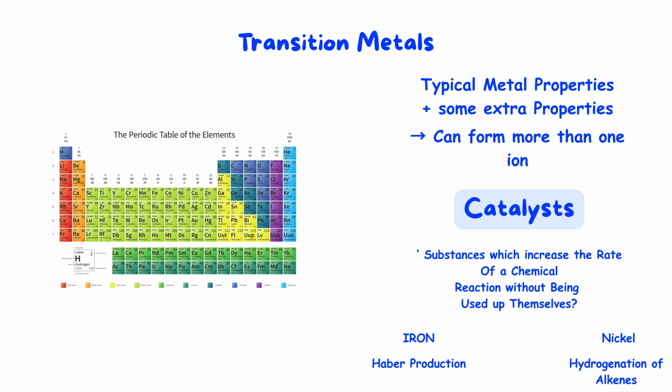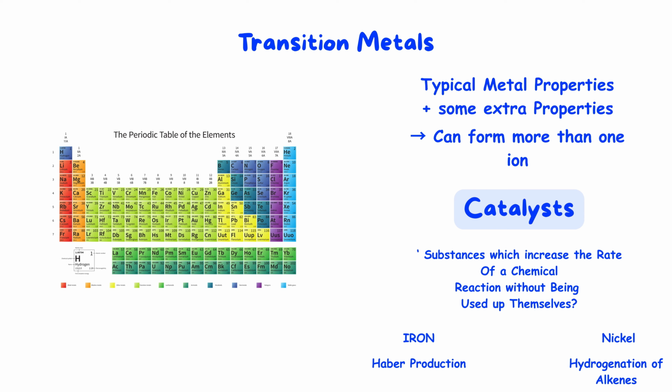For example, chromium can exist as a 2+ ion, a 3+ ion, or even a 6+ ion. Moreover, these ions often exhibit distinct colors. The aqueous forms of chromium ions, for example, can appear blue, green, or orange depending on their charge.